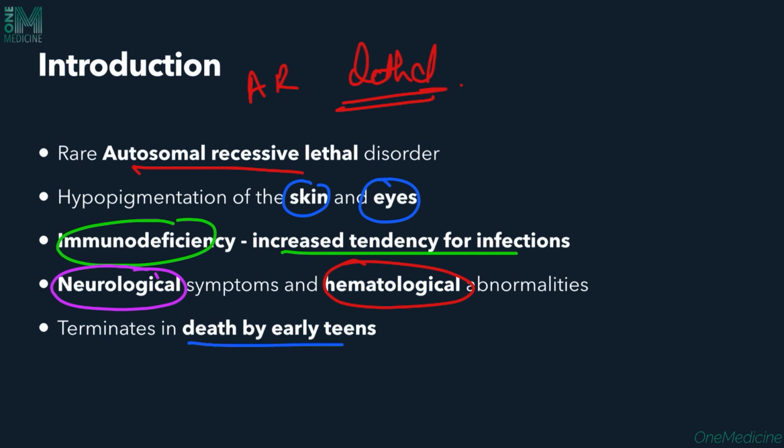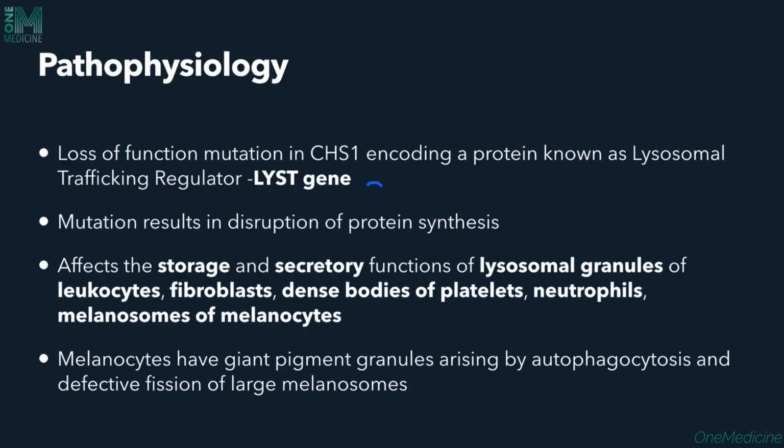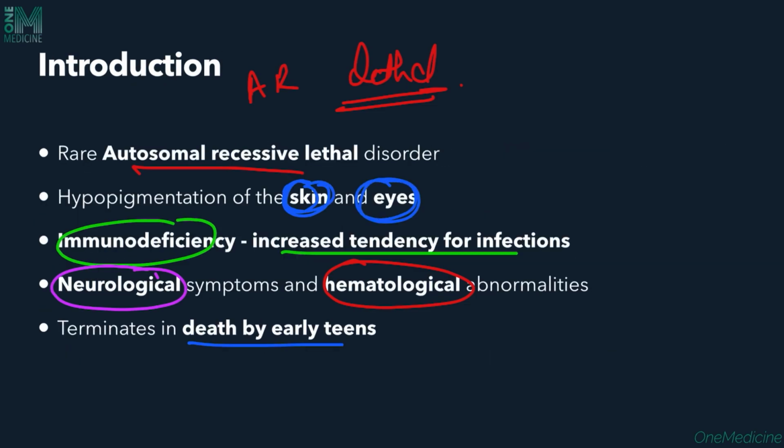Since skin and eyes are affected, pigmentation would be gone in these particular cases. Because of immunodeficiency, repeated infections would be seen here. Neurological manifestations and hematological manifestations are seen in this particular condition.